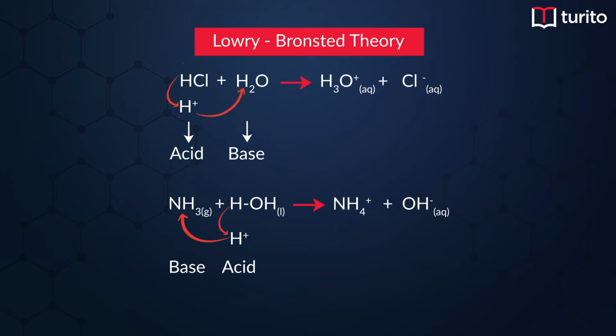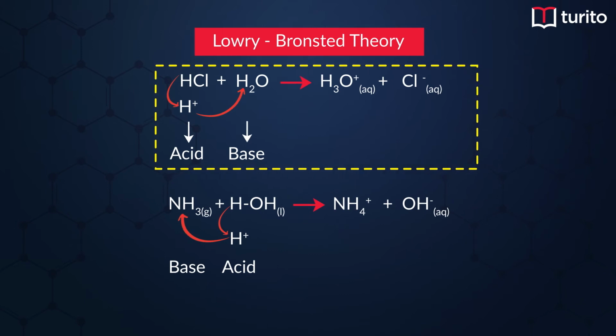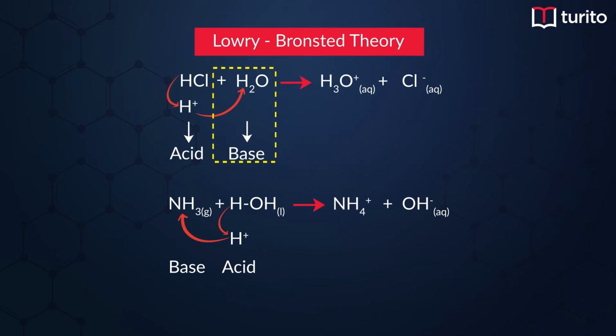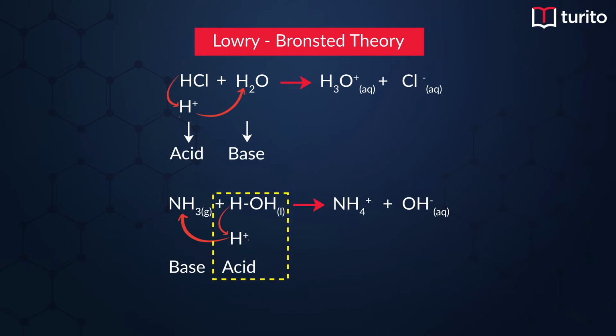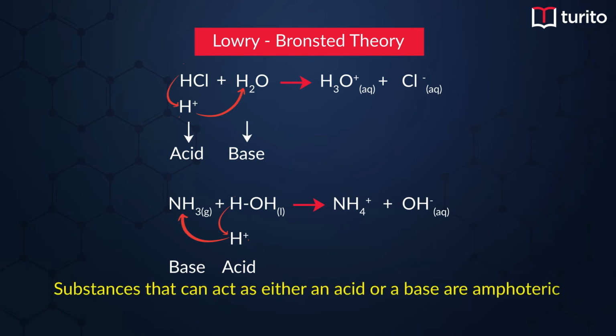But wait a minute, if you remember, in HCl, water was acting as what? Base. While when I am talking about ammonia dissolving in water, it was acting as acid. Then how is it possible? There are few substances which can act as both acid and base. That means they can accept H plus, and at the same time they can donate H plus. These are called amphoteric substances. Water is one of the examples.